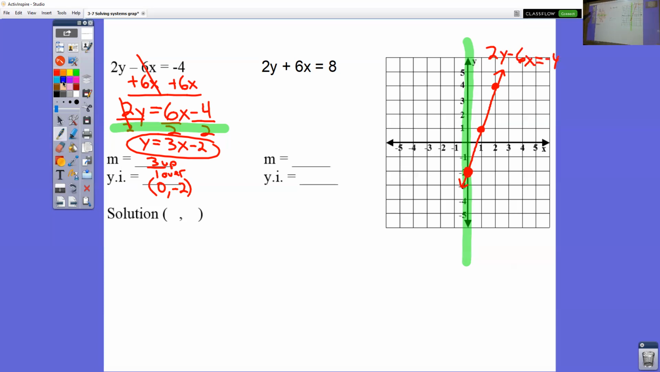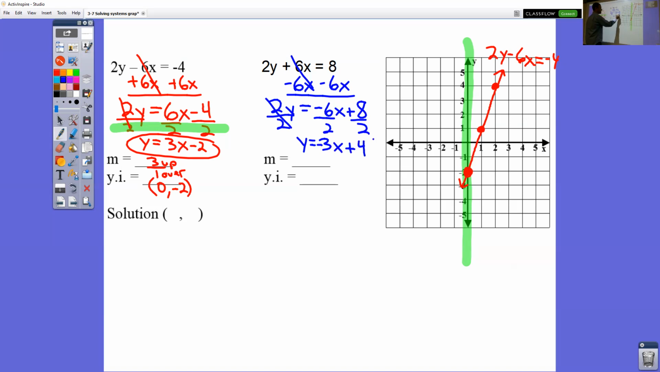For the second equation, I want to try and get this 2y all by itself. To get that 2y all by itself, I need to do minus 6x and minus 6x. So 2y equals, now be careful, remember we can't do 8 minus 6x. It doesn't work that way. We just have to switch around the order. So negative 6x plus 8. Divide by 2, divide by 2, divide by 2. So I have y equals negative 3x plus 4.